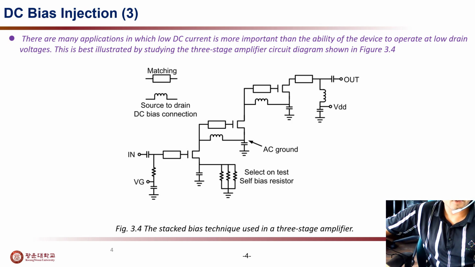The drain current from the third stage FET passes its source into the drain of the second stage FET, and then from the second stage FET source into the drain of the first stage FET. This is achieved by having the sources grounded at AC with decoupling capacitors and by using inductors to connect successive sources and drains at DC. Here we can see the input and output. This is the diagram of the three-stage amplifier.